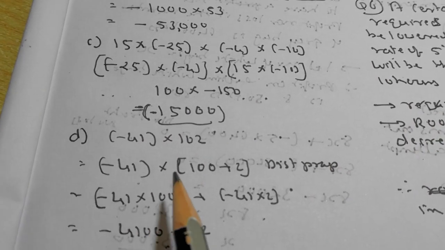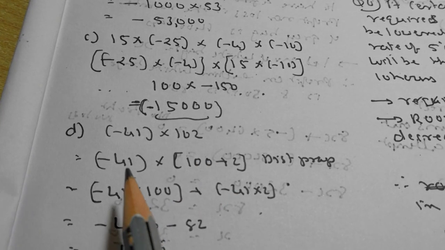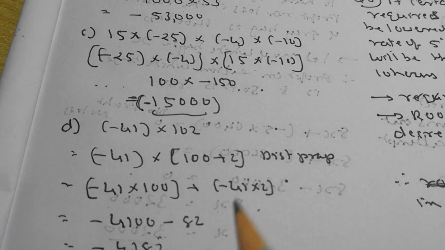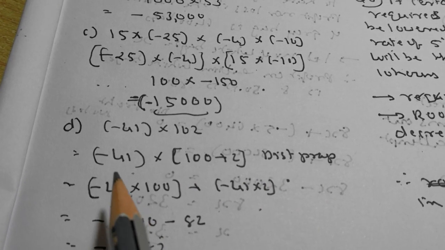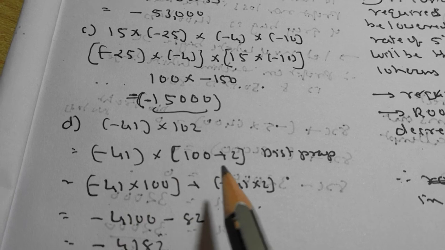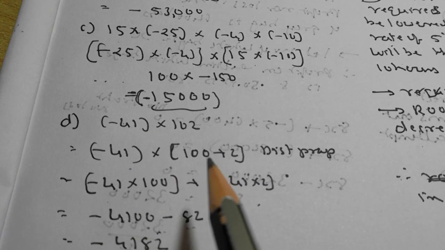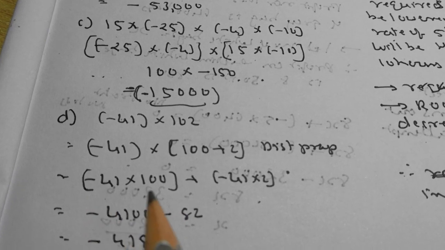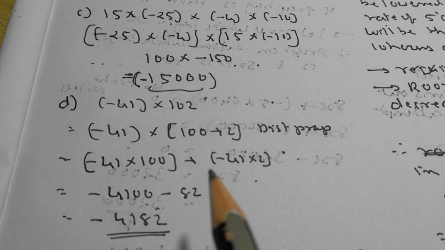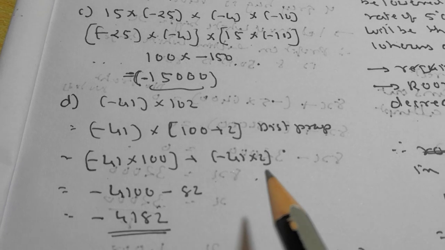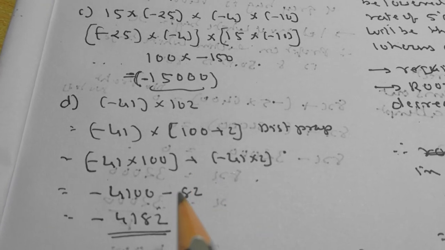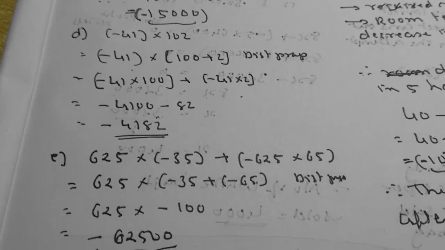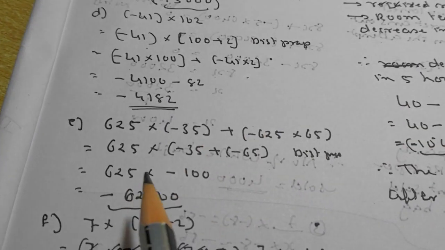Now minus 41 into 102. So I am distributing this 102 into two forms, that is 100 plus 2, and using distributive property. Minus 41 into 100 plus 2. So minus 41 into 100 and minus 41 into 2. Minus 41 into 100 is minus 4100. Minus 41 into 2 is minus 82. So plus of minus is minus. Minus minus becomes plus. So 4182. Minus 4182 is my answer.